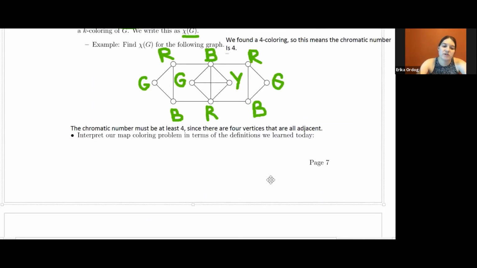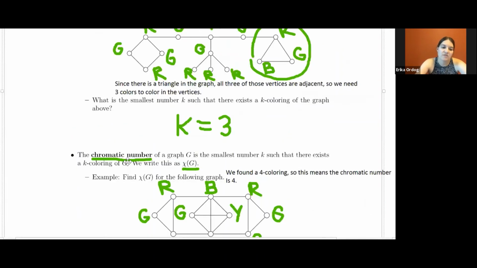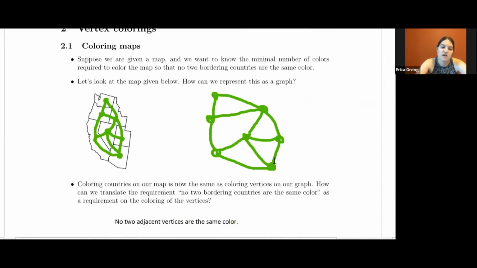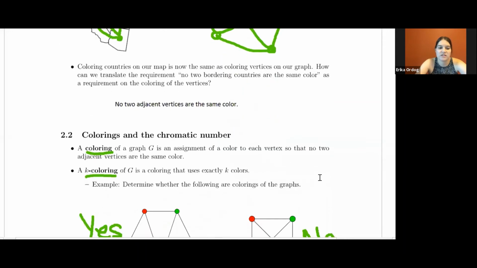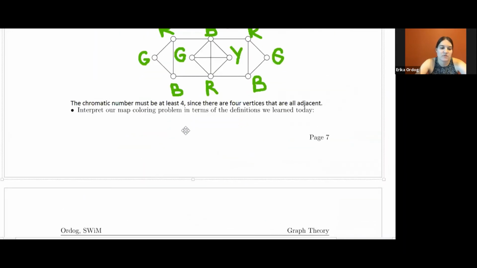So now let's interpret our map coloring problem in terms of the definitions we just learned. So what are we trying to do? We're trying to color in our map so that no 2 bordering states are the same color. So we drew it as a graph here, and we wanted no 2 adjacent vertices to be the same color. And we wanted to know the minimal number of colors required to color this map. So what we're looking for is the chromatic number of G, the chromatic number of our graph.